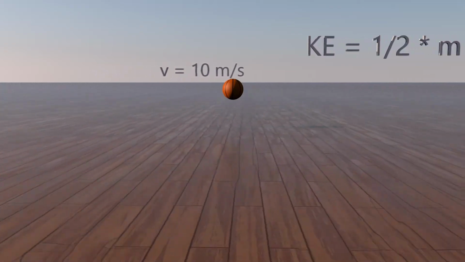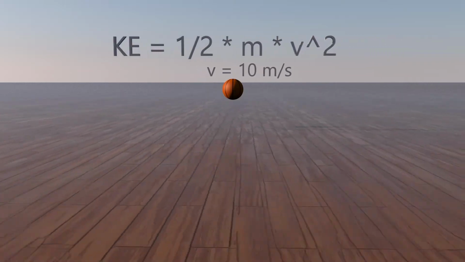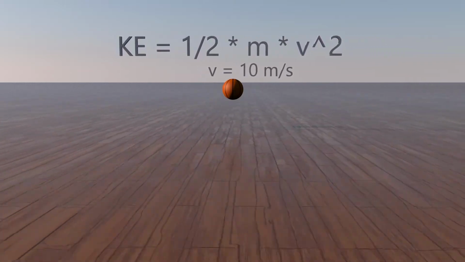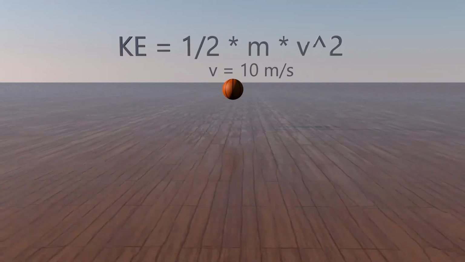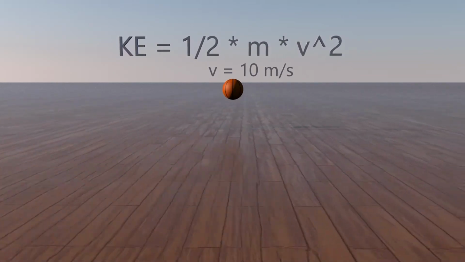Its kinetic store, however, is not going to be zero anymore, since the ball is now moving. The amount of kinetic store this ball has is given by the following equation, which is equal to a half times the mass of the ball times its velocity squared.